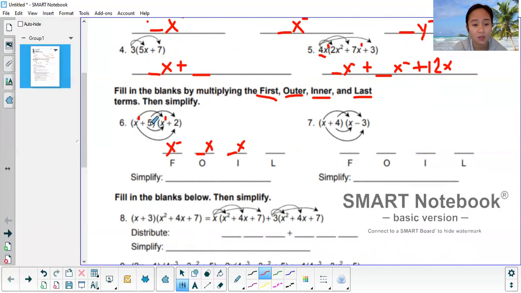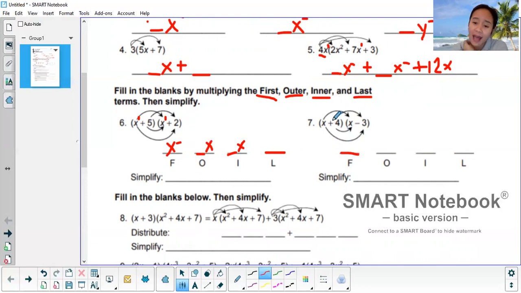For the last terms, 5 and 2 are the last terms of each binomial. So what's 5 times 2? That's what you're going to write over there, okay? For this one, first terms, again, x times x. What's x times x? You write it over here.